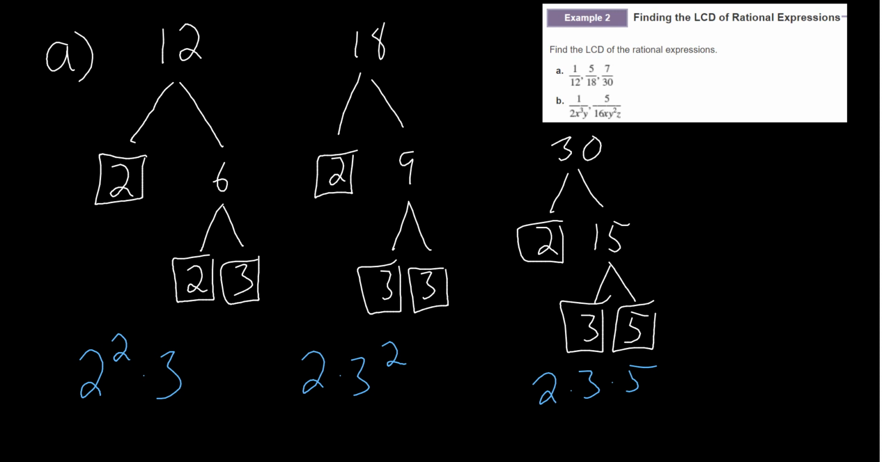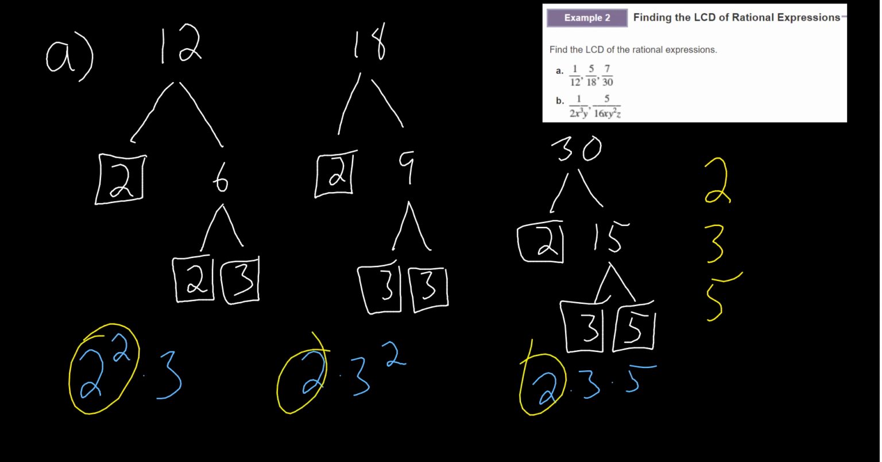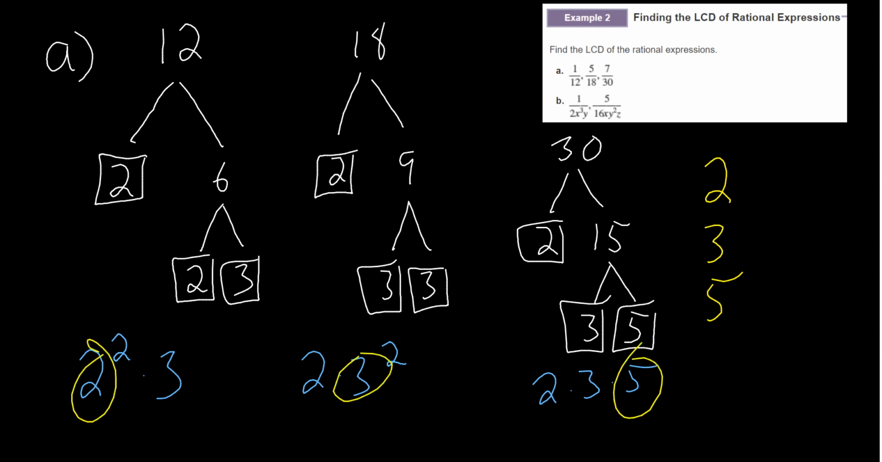Okay, so here's what we're going to do. Looking at the prime numbers, what prime numbers are we using? We're using the prime number 2, the prime number 3, and the prime number 5, right? I have 2 here and 2 here, but I don't have to repeat that for right now. I'm just looking at what prime numbers I'm using. I'm using the prime numbers 2, 3, and 5. Those are the only prime numbers in my prime factorization.